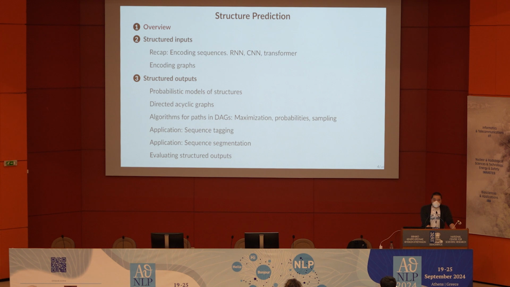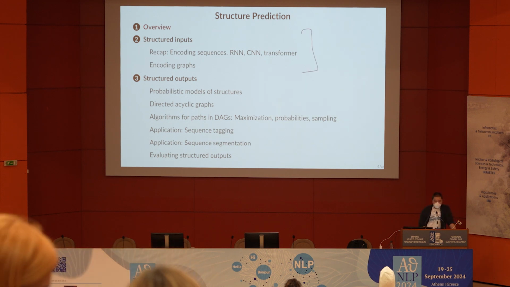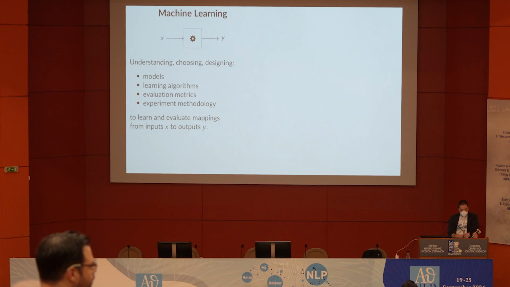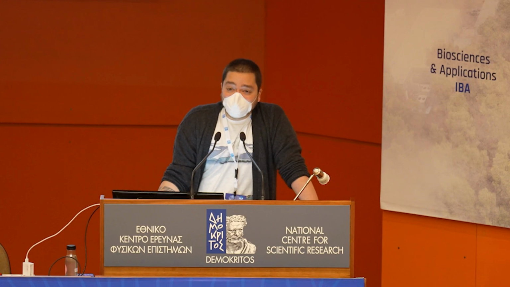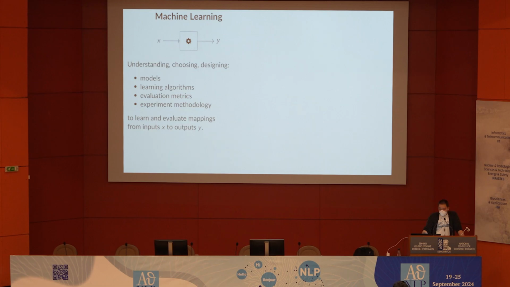So today we're going to talk about structure prediction, about doing machine learning with structure in the inputs and structure in the outputs. You have already seen a bunch of the first, so this is a bit of a recap. We're going to spend most of the time on so-called structured outputs. I'll say in a moment what I mean by that. Machine learning, the paradigm or field that we use very strongly in NLP today, is, in just a few words, the study of understanding, choosing, and designing machine learning models, learning algorithms to train those models, metrics to evaluate how well those trained models do, experimental methodology, and so on, that we use to learn and evaluate mappings from some inputs X, conventionally, to some outputs Y.